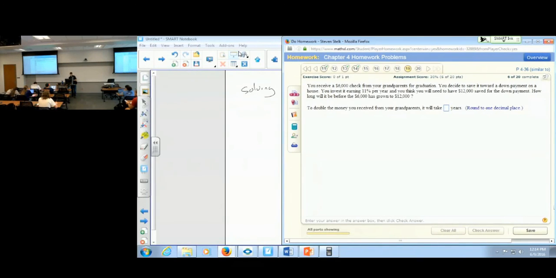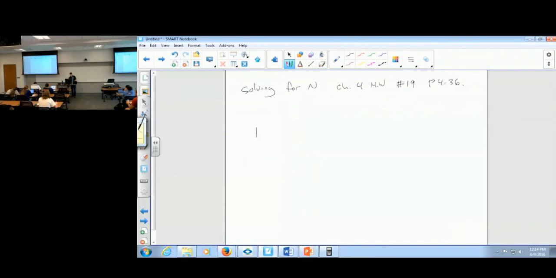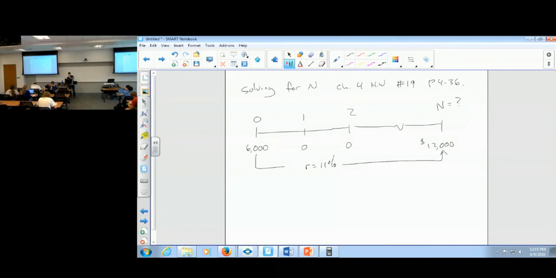Okay. So what do we know here? We know at time period 0 we received $6,000. We're going to deposit that in our bank. There's going to be no other cash flows. We're going to let it sit for some n number of periods, and we want it to have grown to $12,000. Right? We know the interest rate we're earning is 11%. From there to there. So the question is, how long does it take before that happens?